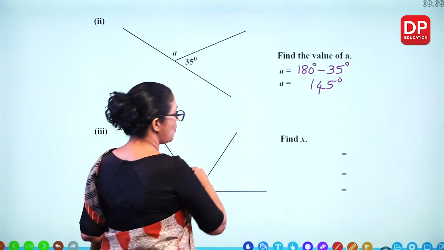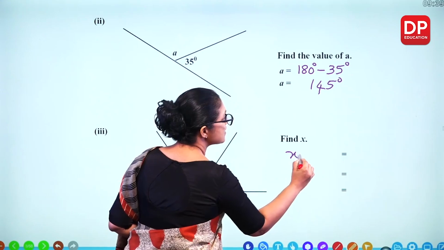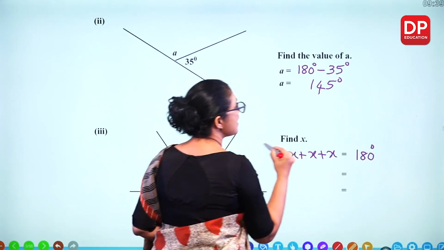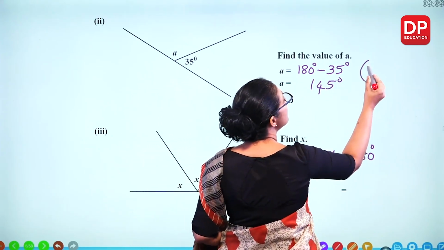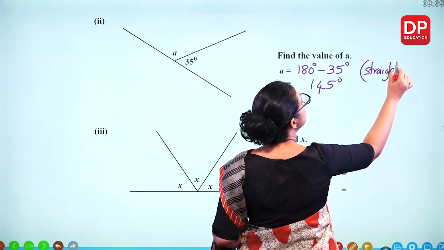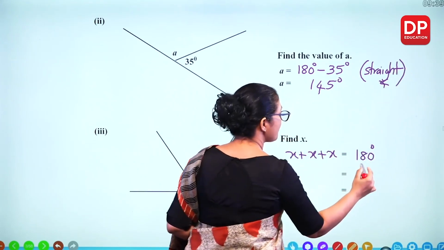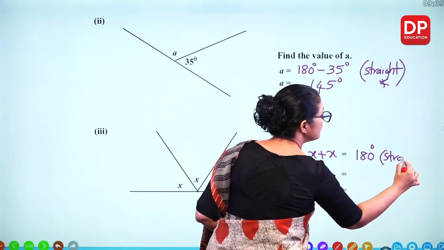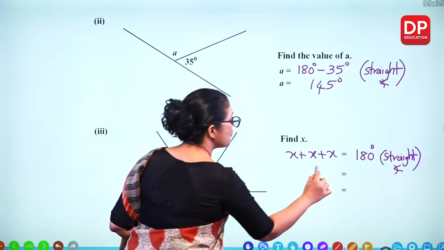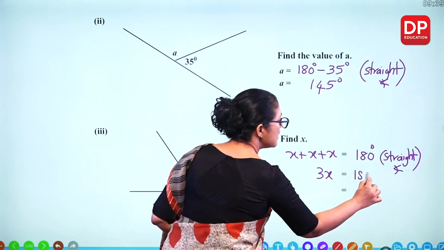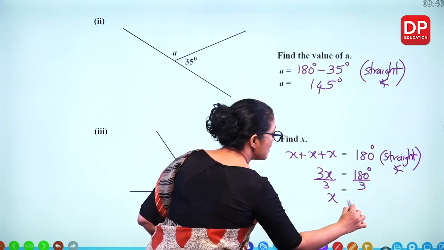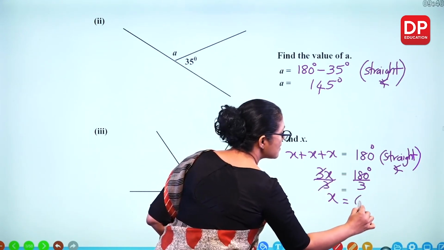This is a straight line, 3 adjacent angles. So what's the sum? We know that x plus x plus x is a straight line, that's a straight angle. So we can write down the reason, straight angle. Here also straight angle. So 3x equals 180. How do we find x? Divide this by 3. You get x equals 60 degrees.